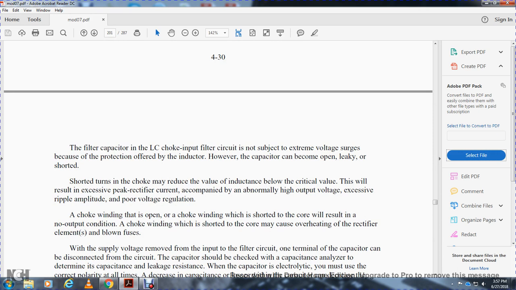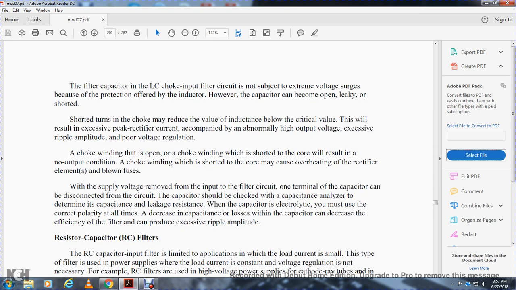This will result in excessive peak rectifier current, accompanied by abnormally high output voltage, excessive ripple amplitude, and poor voltage regulation. An open choke winding will result in a no-output condition. A choke winding shorted to the core will result in overheating rectifier elements and blown fuses. When troubleshooting the voltage, remove the input filter circuit, and with one terminal of the capacitor disconnected from the circuit, the capacitor should be checked with a capacitance analyzer to determine its capacitance and leakage resistance. An electrolytic capacitor must use the correct polarity at all times.